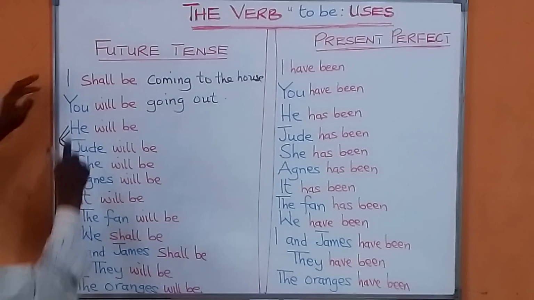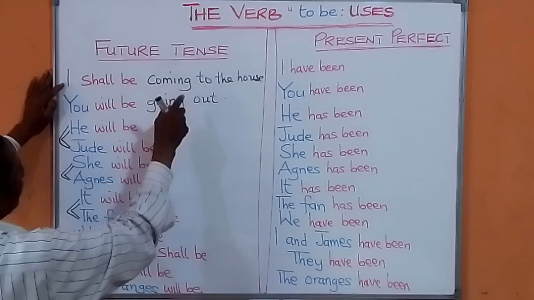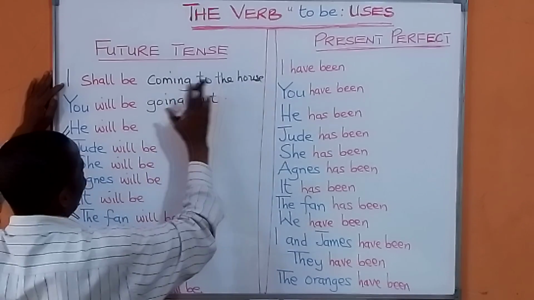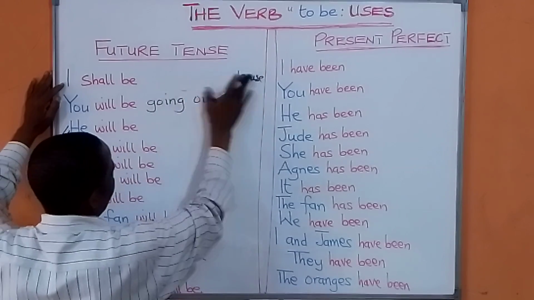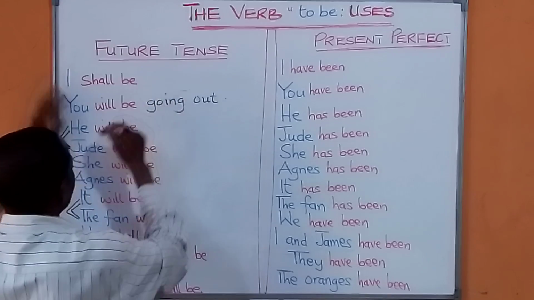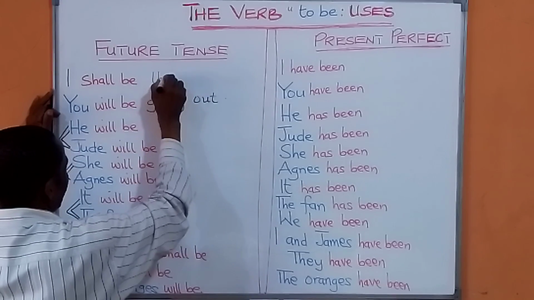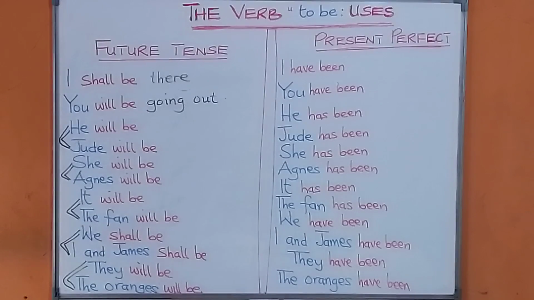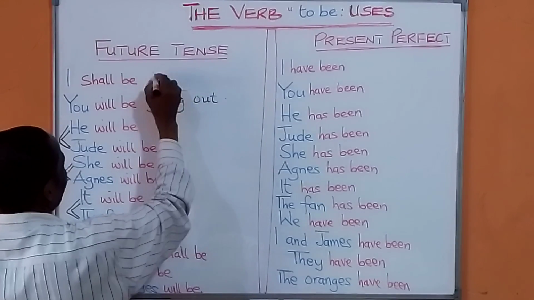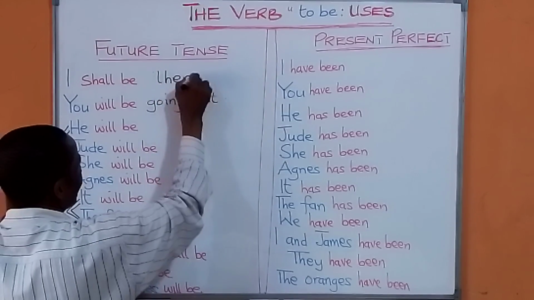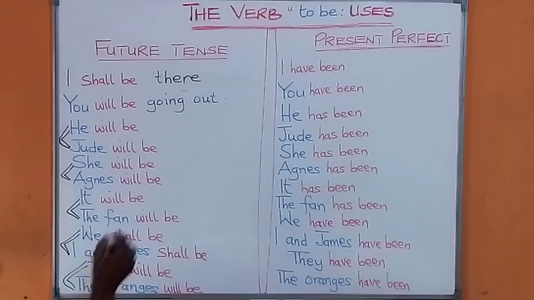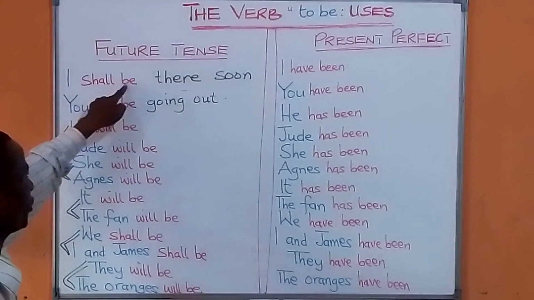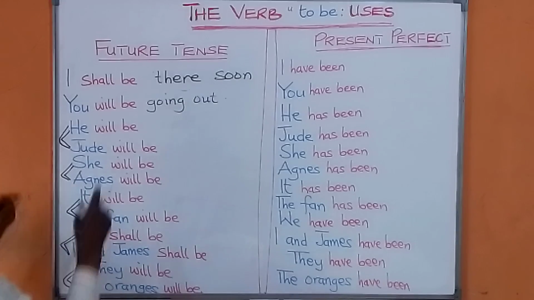Now you see, I shall be coming to the house. You write it: I shall be there. I shall be there soon. Remember, shall be.